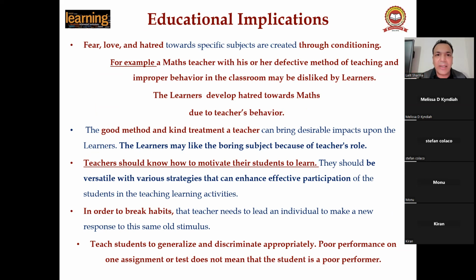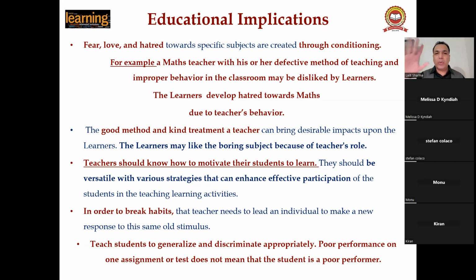Fear, love, hatred towards specific objects are created through conditioning. For example, a math teacher's defective method of teaching and improper behavior in the classroom may be disliked by the learner. And actually, the learner develops hatred towards the math teacher due to the teacher's behavior. Got it? Math is not weak. Generally we talk that math is weak.